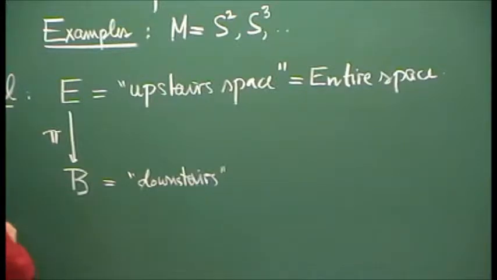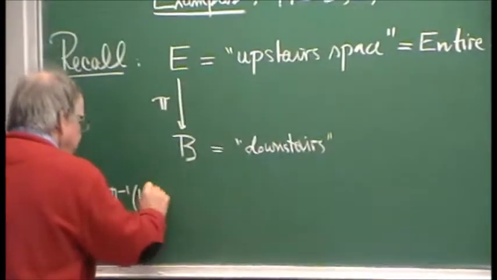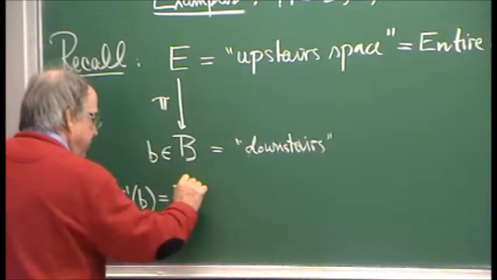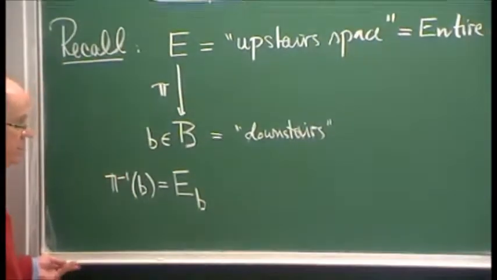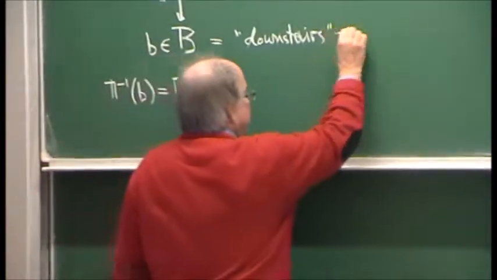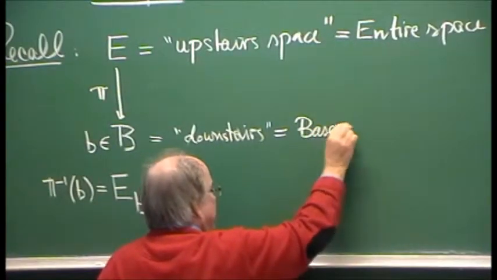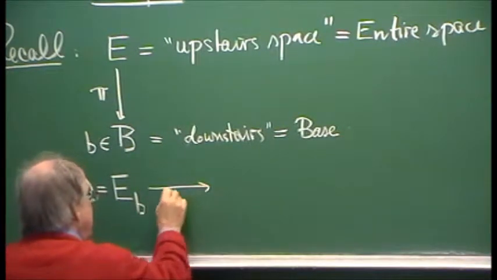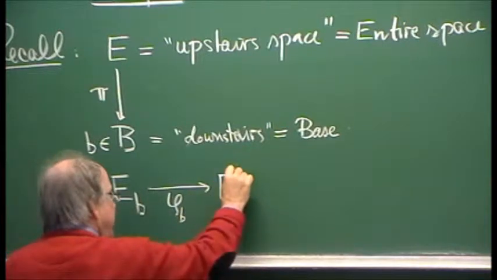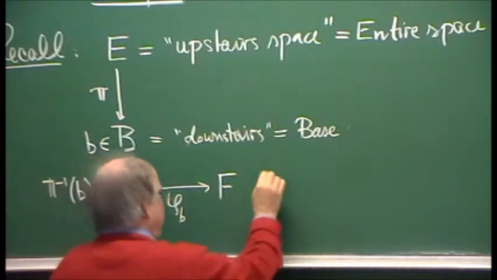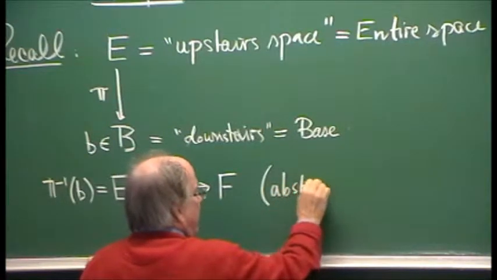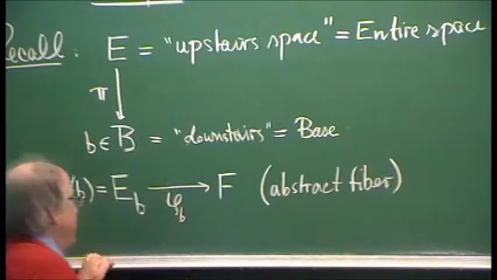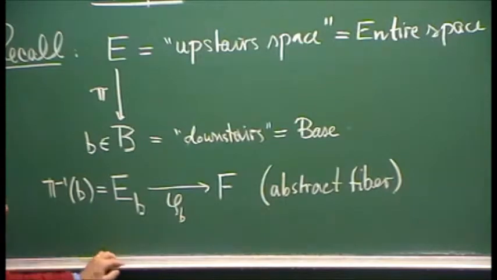And notation is that if you take a pre-image of a point in the base, this is just notation, it's called E sub B. This is just my own private notation, but many people use this. The downstairs space is called the base of the bundle. And this thing is isomorphic, at least bijectively, to some abstract fiber F. Each one of the fibers, we don't choose the bijection, but can be bijectively mapped to F.